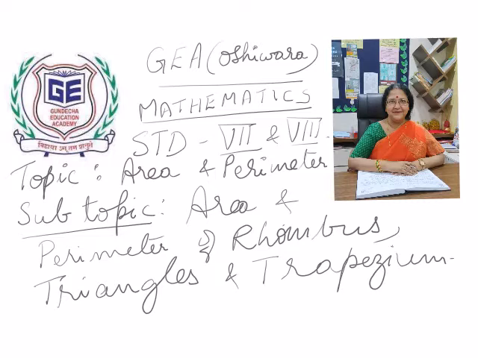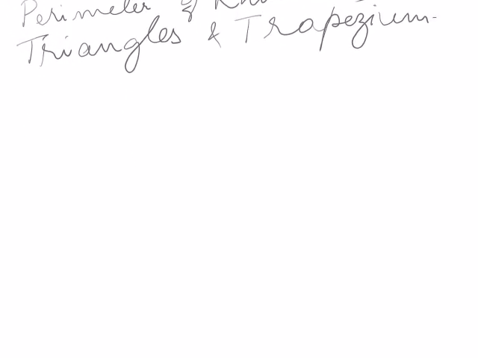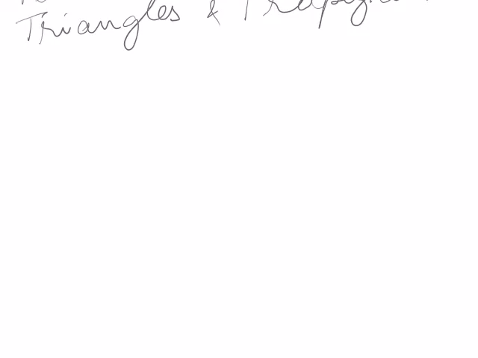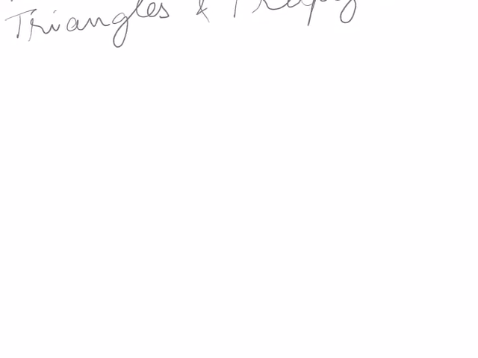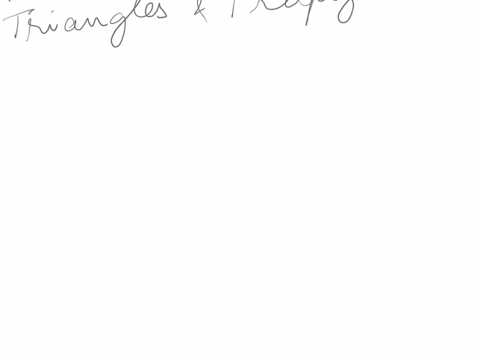Now, in today's class, we will be learning the formula for area and perimeter of rhombus, triangles, and trapezium. Okay, so let us start. So now, rhombus. A rhombus is also a quadrilateral similar to a square. All four sides are equal, but different from a square because in a square each angle is 90 degrees, but each angle is not a right angle in a rhombus.